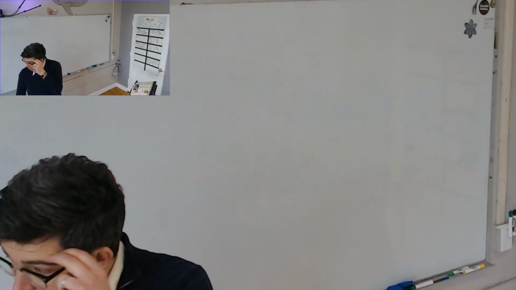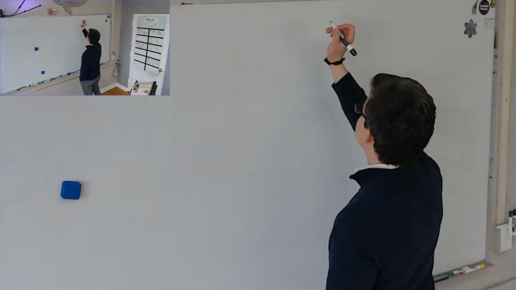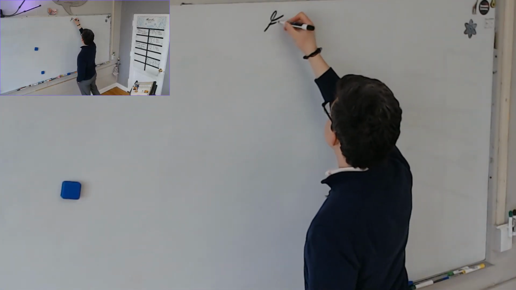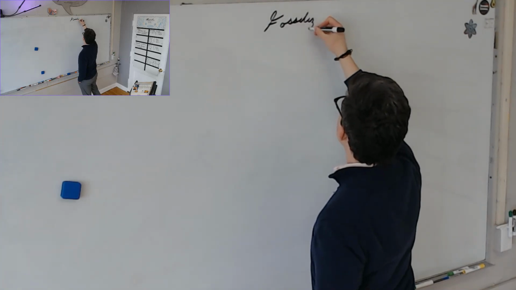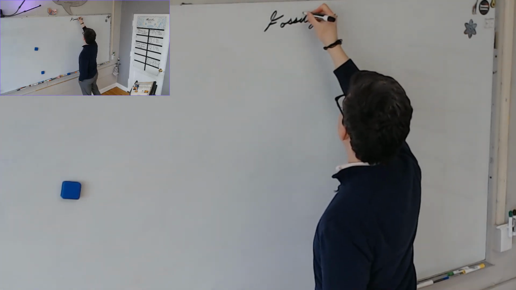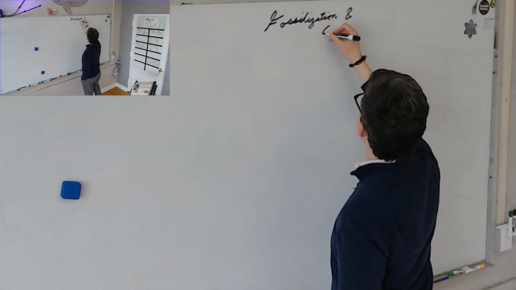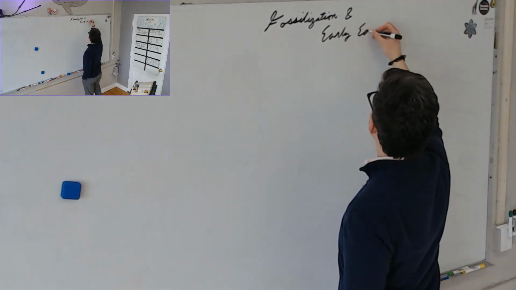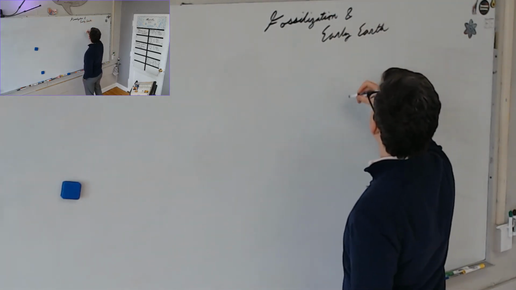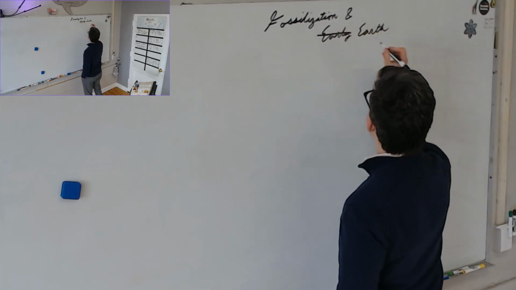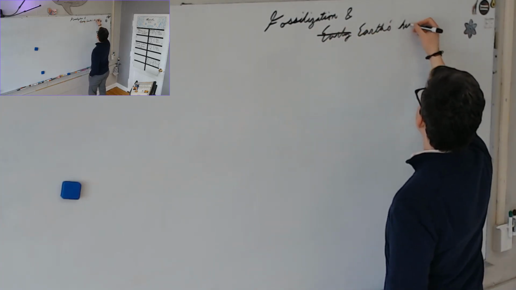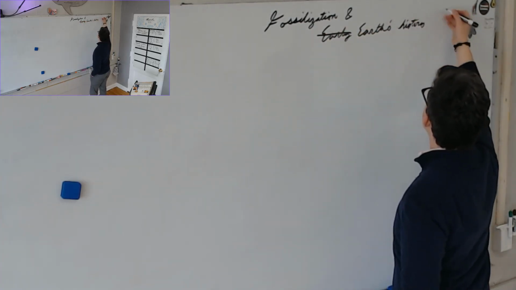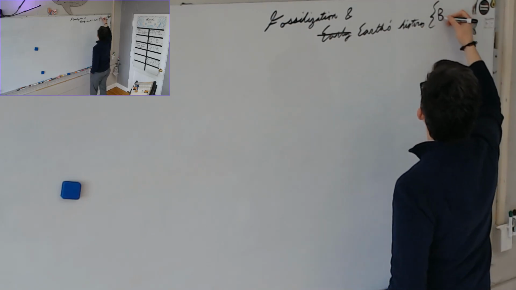Today we are talking about lots of things. We are talking still about geologic time, but we're going to name this one Fossilization. Let's name it Fossilization and Early Earth. Let's name it instead Earth's History. And we're going to put in here in curly brackets, brief.